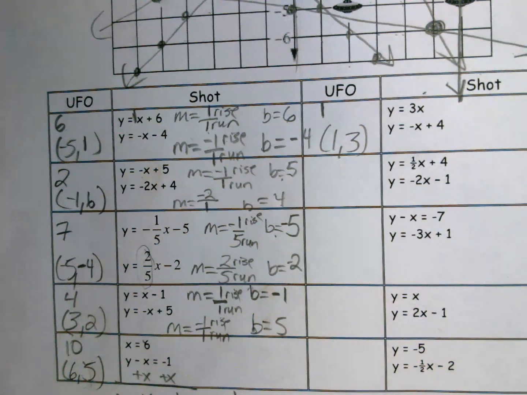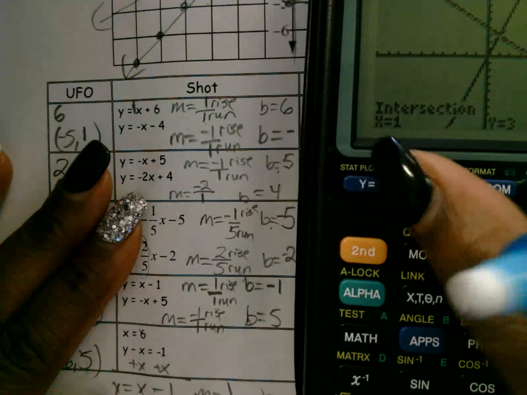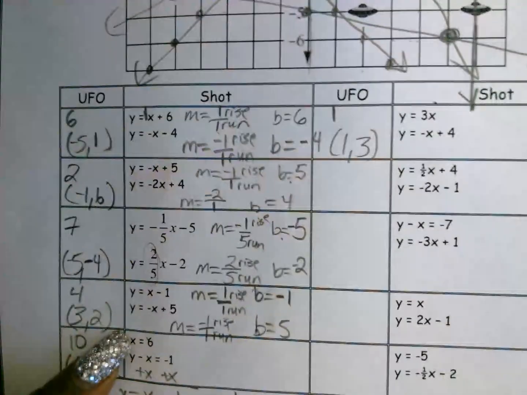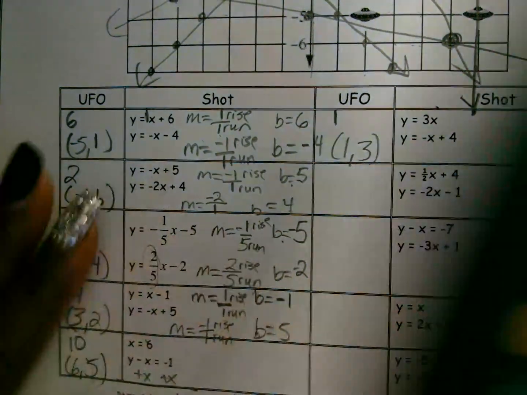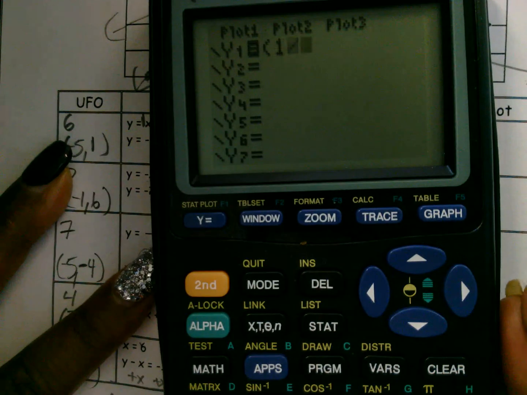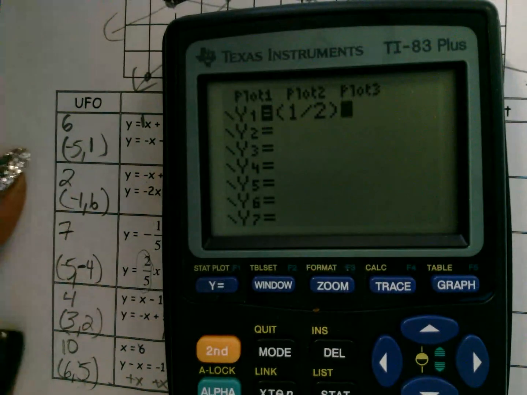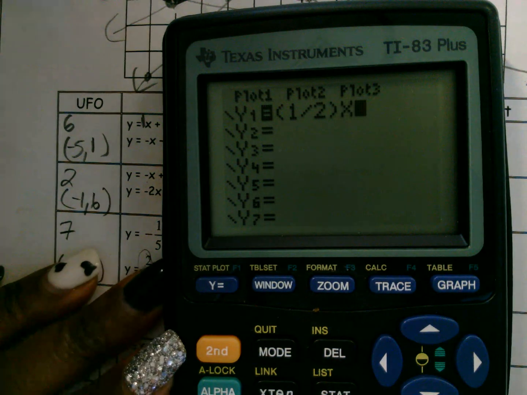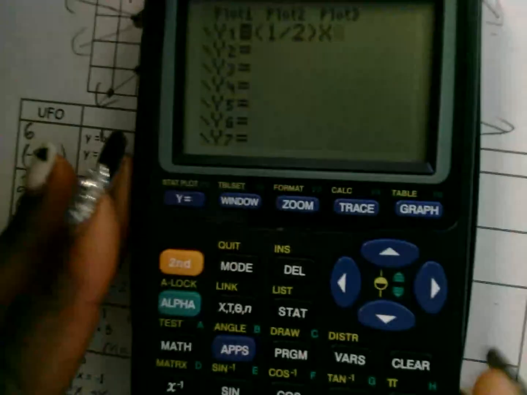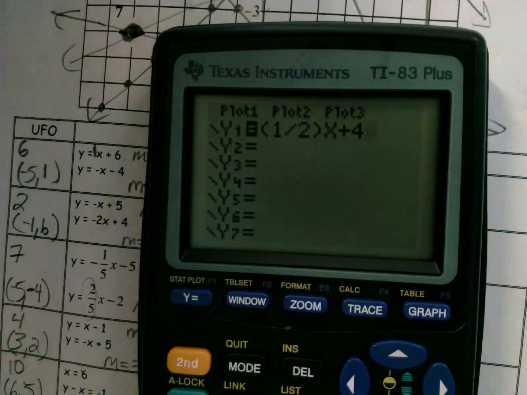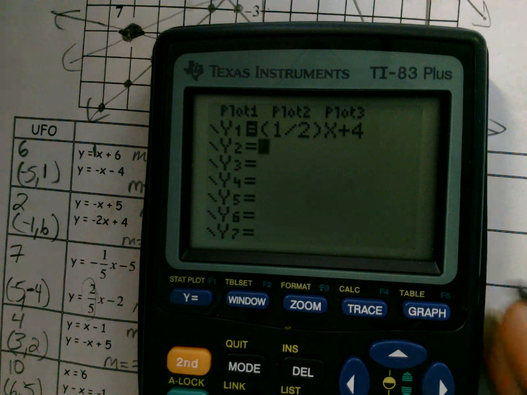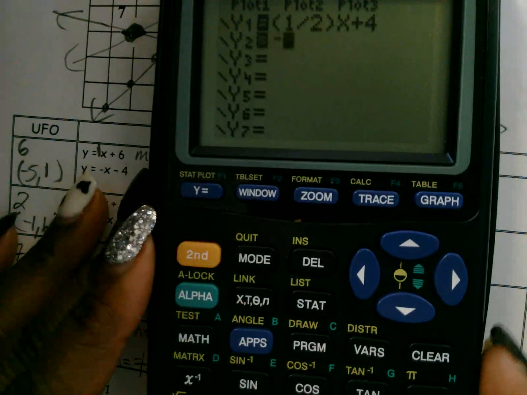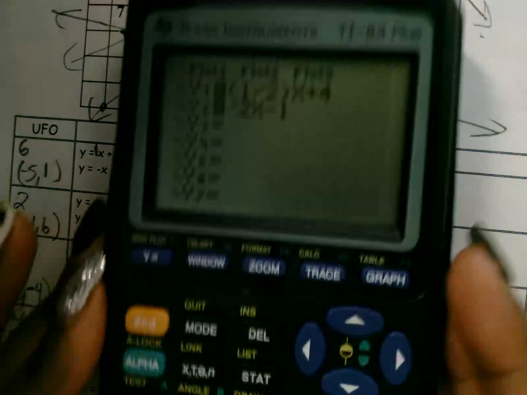Let's do the next one. Go back to y equals and clear out the equations. Let's do this equation. The fraction 1/2, parentheses, 1 divided by 2, close parentheses is how you type in the fraction. X, and then we have plus 4. Press the down arrow, and now we're going to type in the equation negative 2x minus 1.